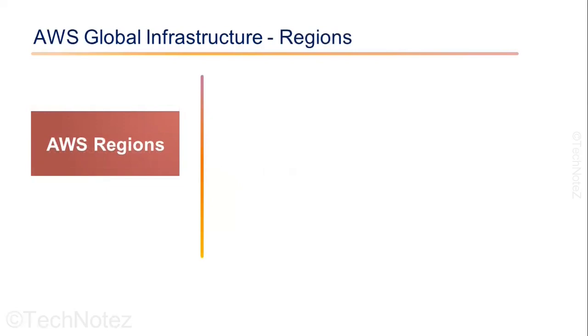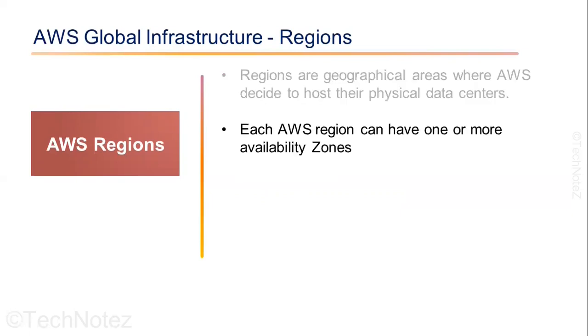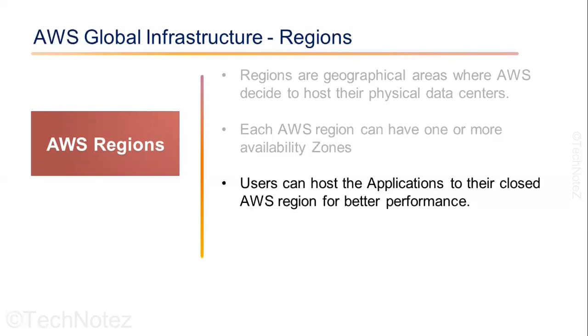Every customer wants to host the application closer to their location for better performance. So AWS has hosted its physical data centers at multiple geographical locations in the world. Regions are those geographical areas where AWS decides to host its physical data centers. So customers can choose a data center close to them to host their applications. AWS has multiple regions and each AWS region can have one or more availability zones. You can host your application in the closest AWS region for better performance. The closer the region, the better the performance for the users.